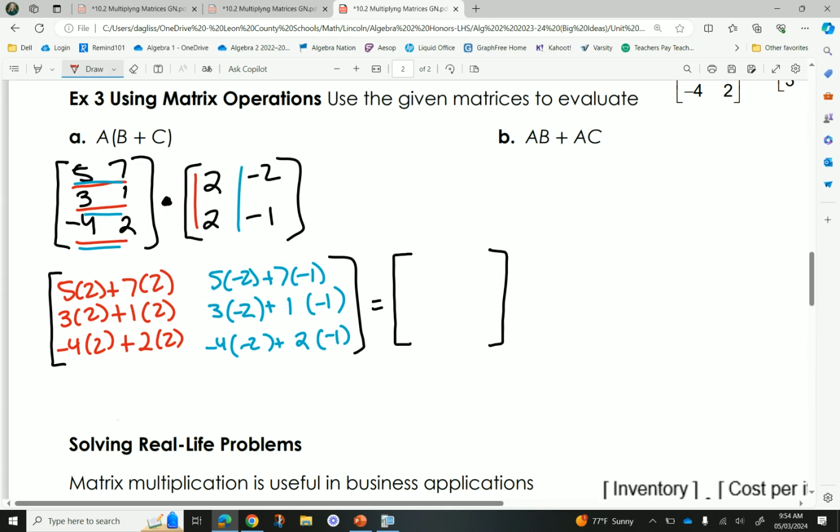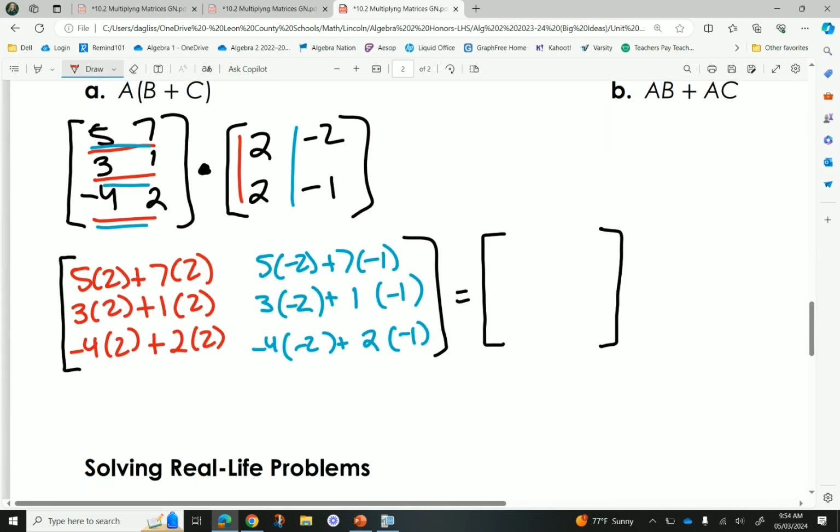All right, here we go. What is 10 plus 14? 24. Let's go down. What is 6 plus 2? 8. And then negative 8 plus 4. Negative 4. Do we know where those numbers are coming from? We get what I'm doing? Yeah, I'm multiplying. Cool. All right, next column.